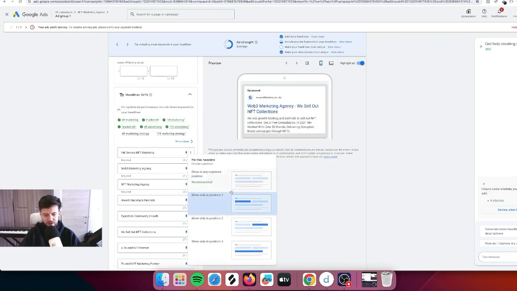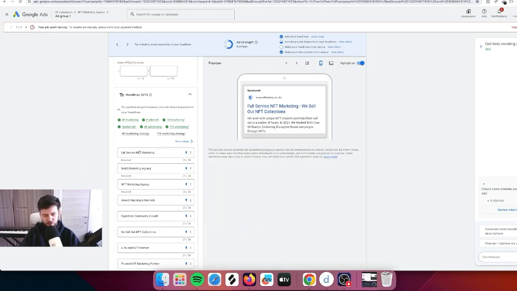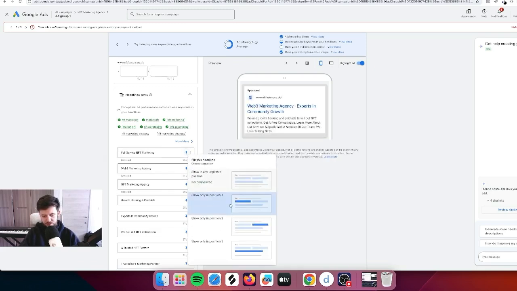Now, what you can do is you can add in these positionings so that you never show 2 or more keywords at the same time. So for example, I wouldn't want to show full service NFT marketing, Web3 marketing agency, and NFT marketing agency together. I only want that to show in position 1, which is why I assigned position 1 right here.